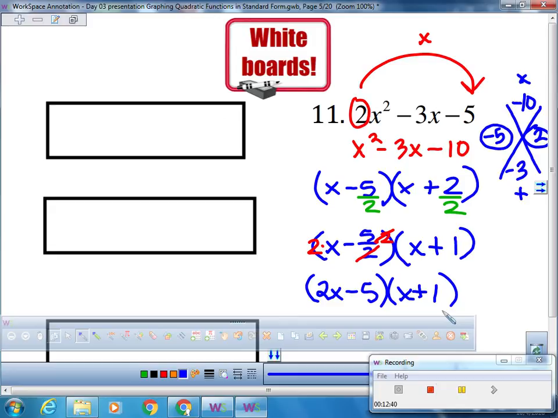Yes, Chris. It doesn't matter which order it's in. What property tells me it doesn't matter which order it's in? Commutative, right? It could be either way. You guys want another one? Okay.